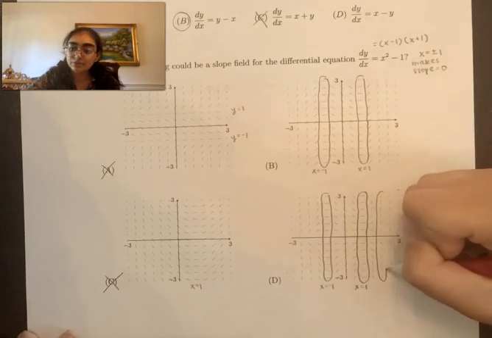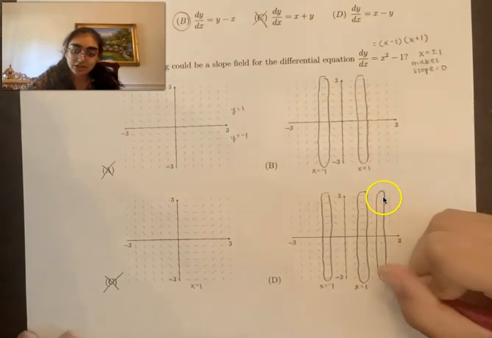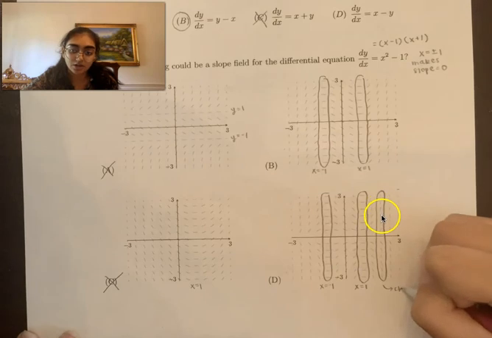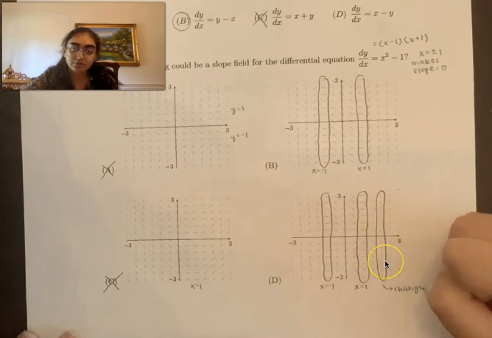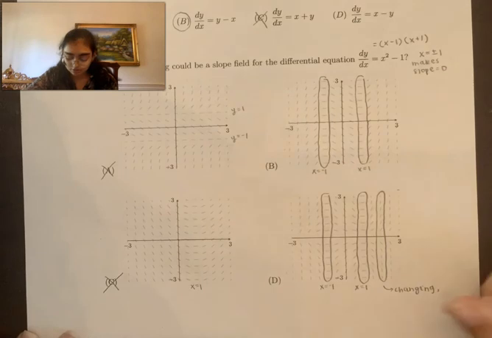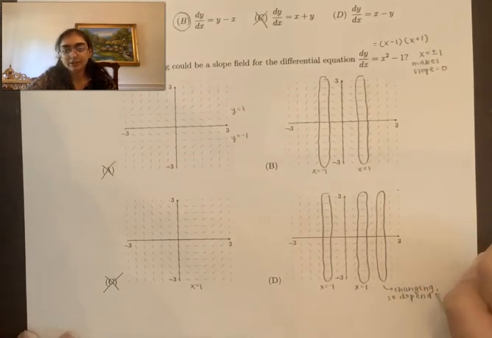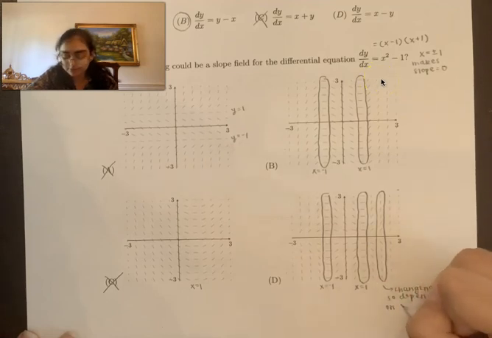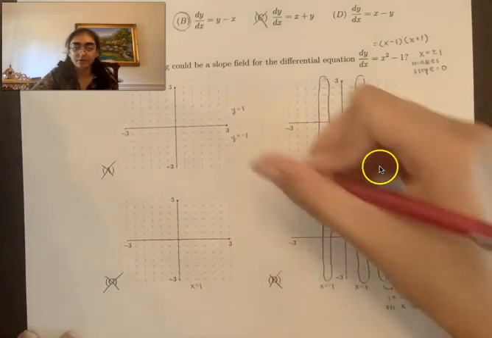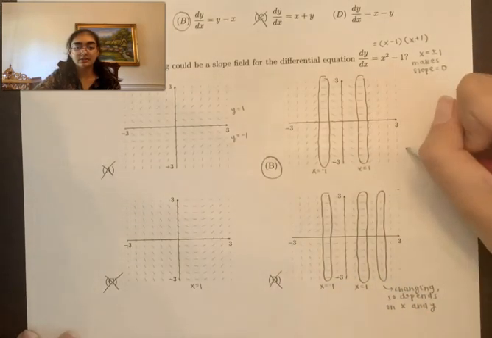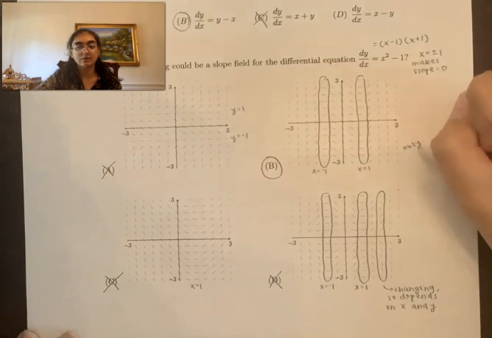If we look at D, we can see that since the slope is changing for each point in the column, the differential equation of D depends on x and y. If we look at a column in x, we can see that the slope is the same for each point in a column. That means that the slope of the line only depends on x. And therefore, B is our correct answer because our original equation only has x in it.